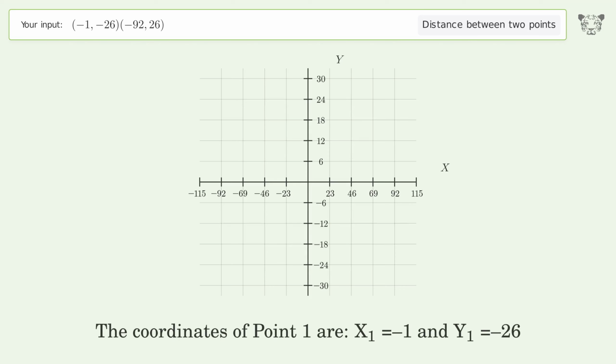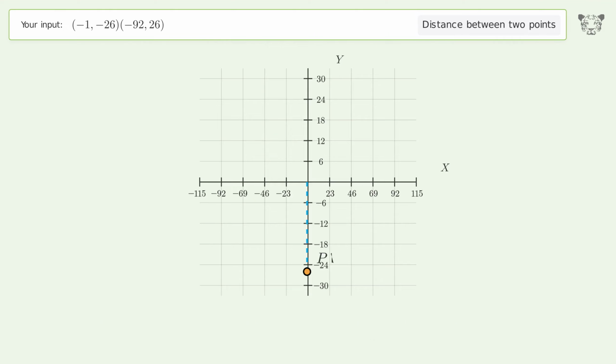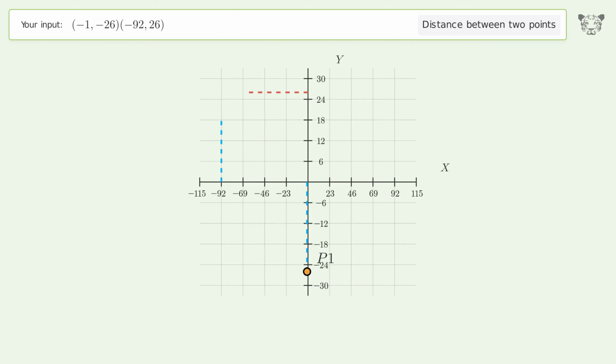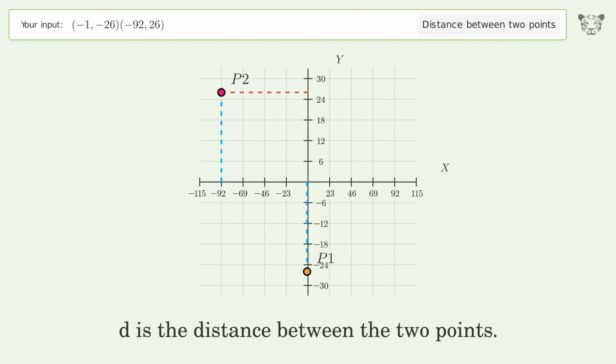The coordinates of point 1 are x1 equals -1 and y1 equals -26. The coordinates of point 2 are x2 equals -92 and y2 equals 26. D is the distance between the 2 points.